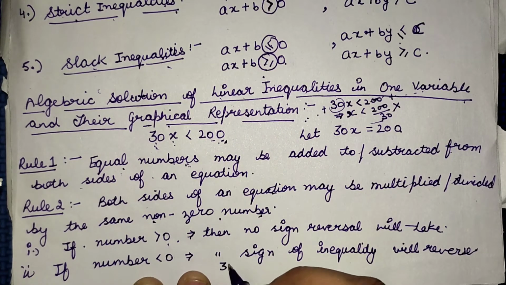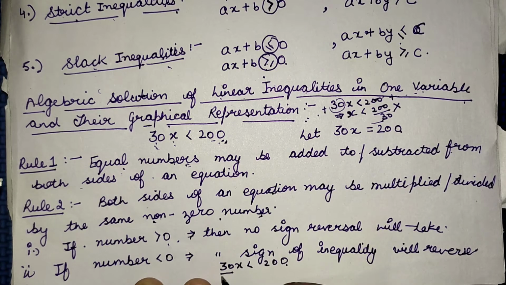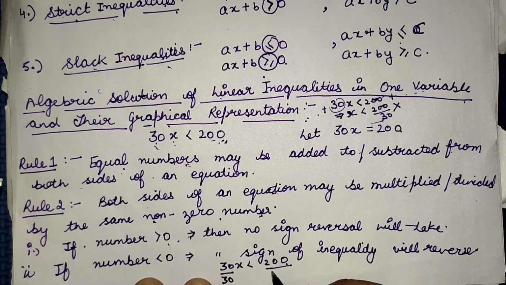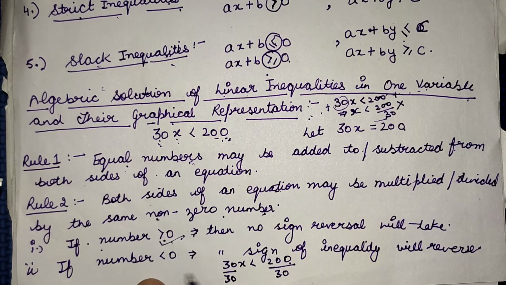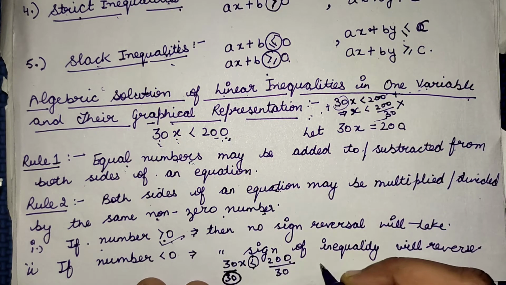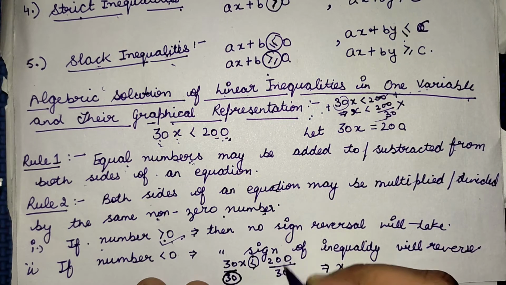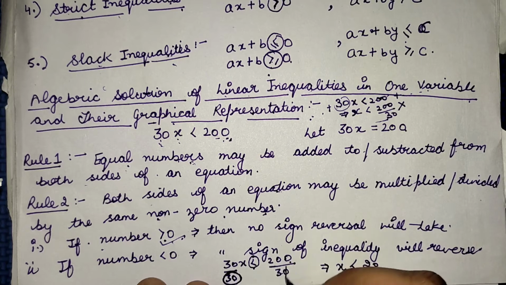So if I have to solve this equation, then what do I have to do? I have to divide by 30 on both sides of the equation. If the number with which I am dividing is greater than 0, then the inequality symbol will remain the same. So my answer will be x is less than 20 by 3.